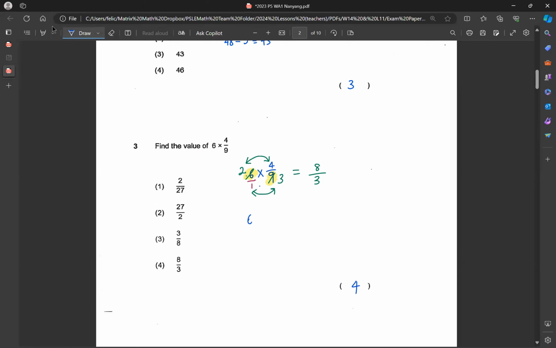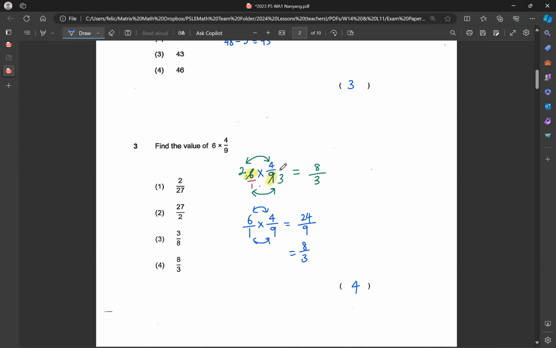Another way some students would consider doing is, based on this, they straight away take top times top, bottom times bottom. That's fine also, but you will realize that the answer will not be in the simplest form. So this was 6 times 4 is 24, 1 times 9 is 9. If you divide 3 away from each of them, you simplify to 8 over 3. So both methods still give you the same answer, just that of course the more efficient way is the first method.